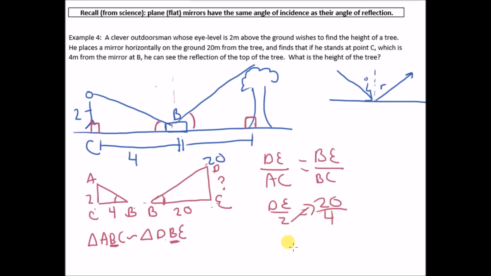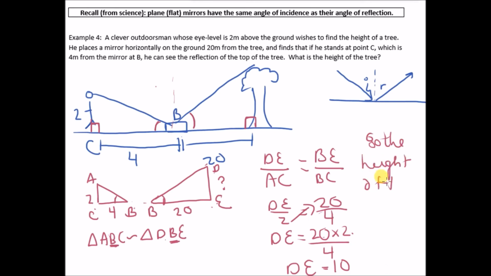Cross multiply, so bring that 2 up. I get DE equals 20 times 2 divided by 4, so DE equals 40 divided by 4. I get 10. Therefore, the height of the tree is 10 meters.